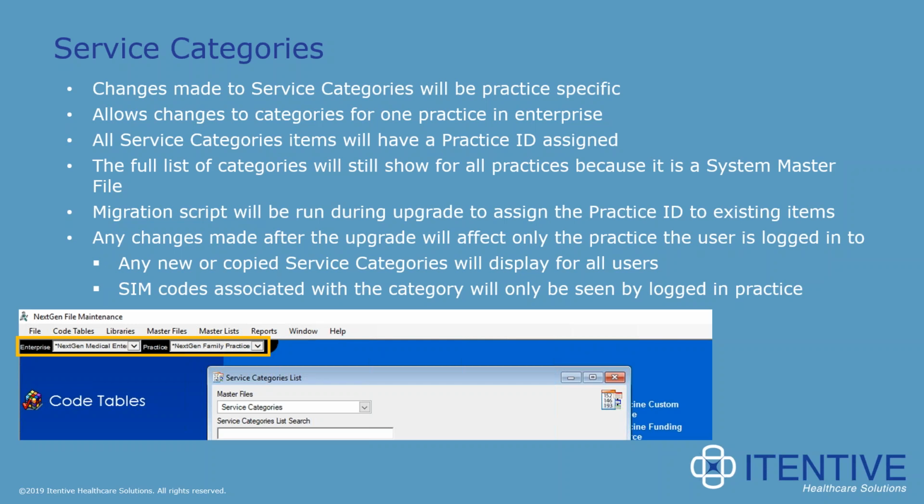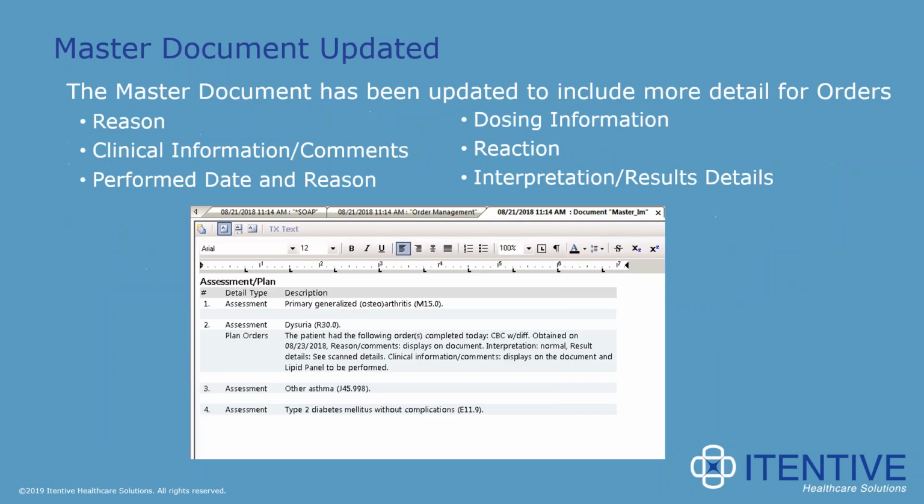But to do this, you're just going to go to Access File Maintenance, System Master Files, and then Service Categories. You'll see the table still looks the same. Just note the logged in practice when modifying, which we circled in that yellow color at the top here.